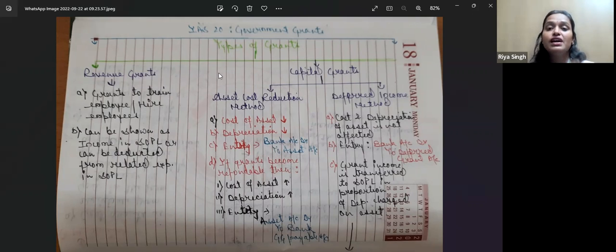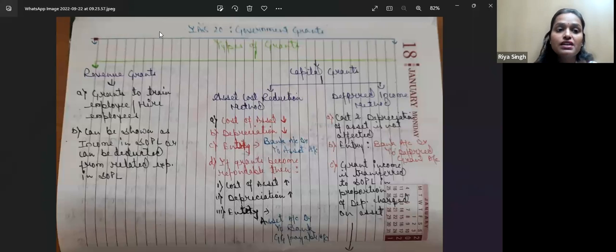But if we are receiving any grant in the form of an asset, that asset could be any machinery or a land or cash, whatever. If we are receiving any kind of asset from the government as a grant, then all will be capital grants. Now we have to figure out first whether the grant we have received from the government is a revenue or a capital grant.